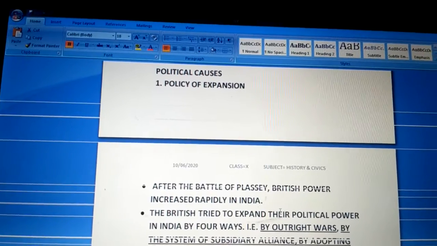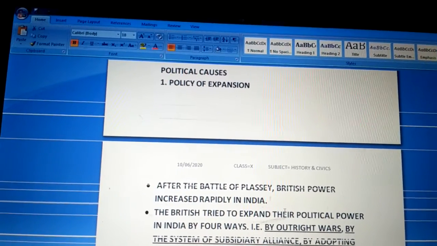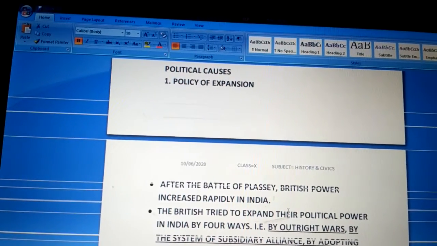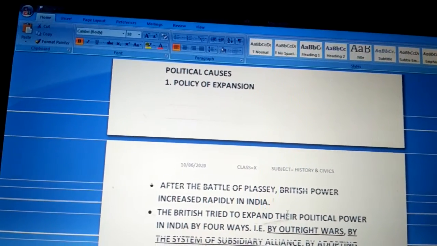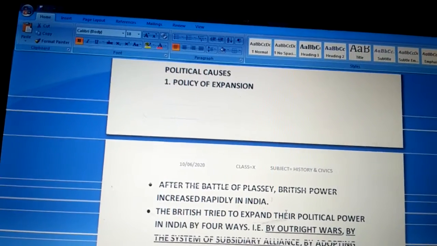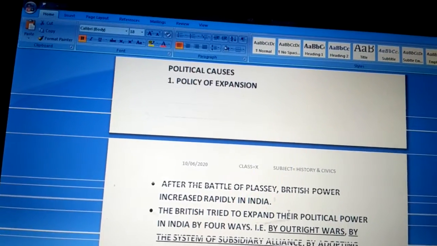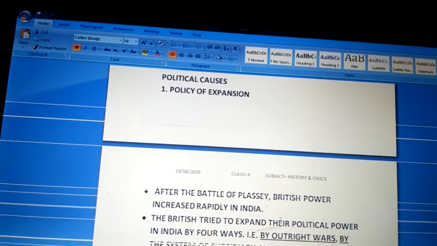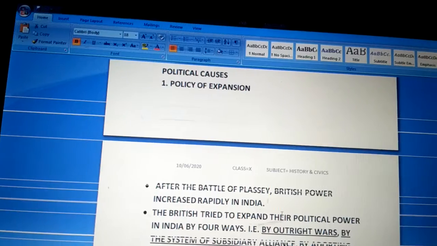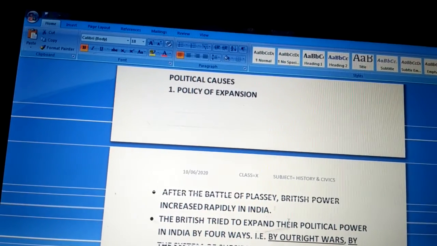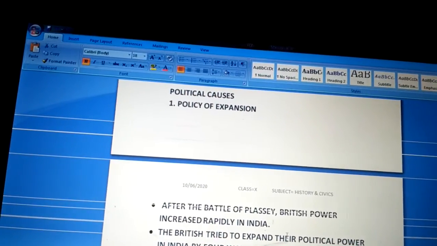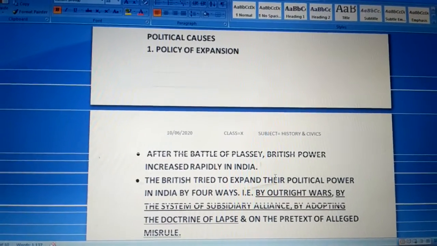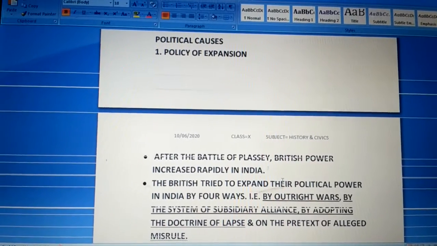These were the main ways by which the British tried to expand their political power in India. In your book there is a vast explanation, but I am saying only the gist of these points.